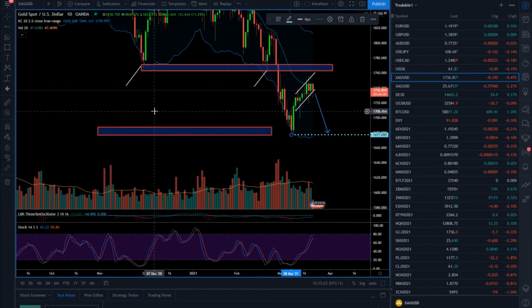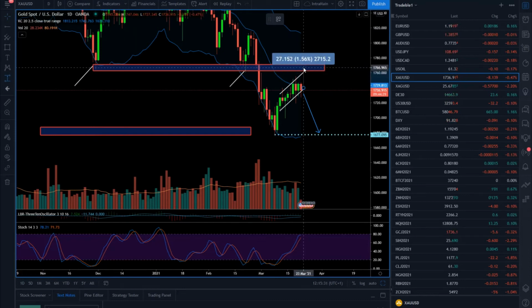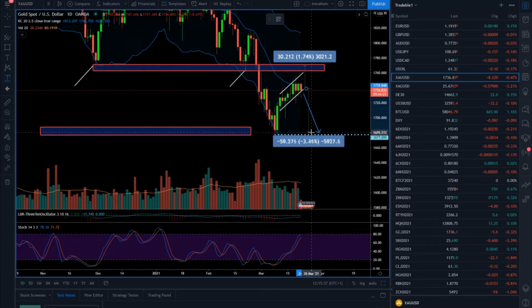So if you want to be an aggressive trader, there is an option to place a stop loss a little above the swing lows here. Technically, you can risk about $30 in gold to try to make about $60 at least. So you have a 2-to-1 risk reward ratio.